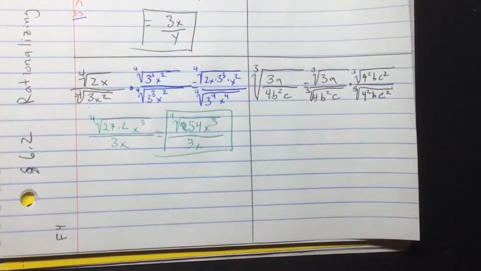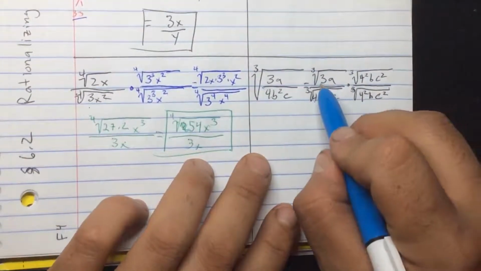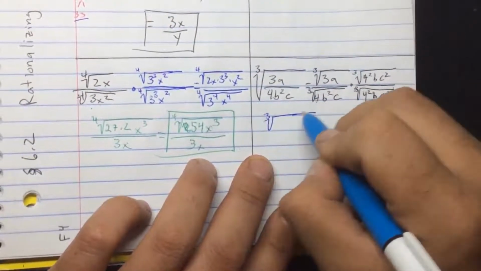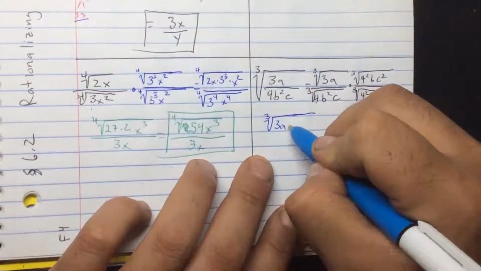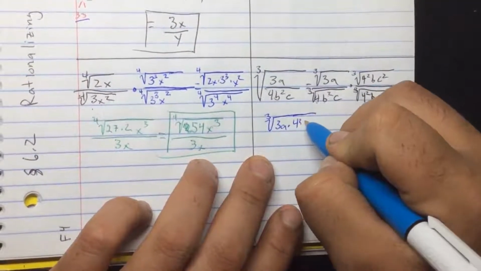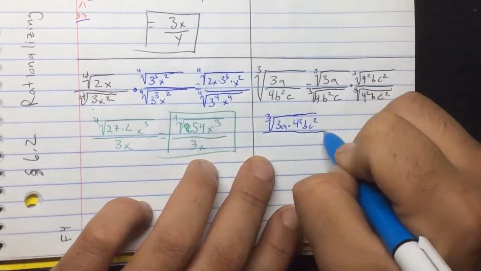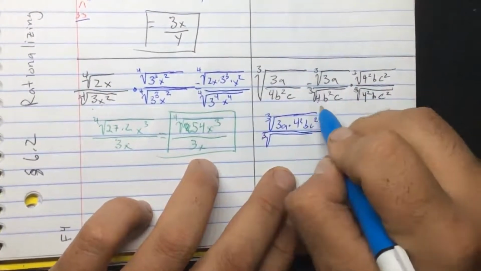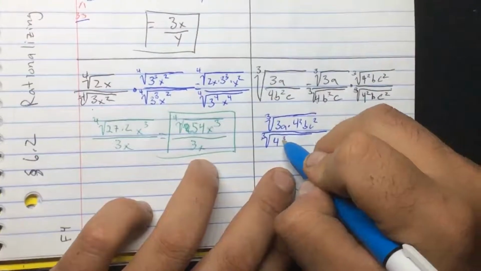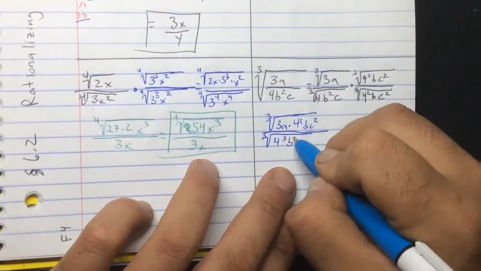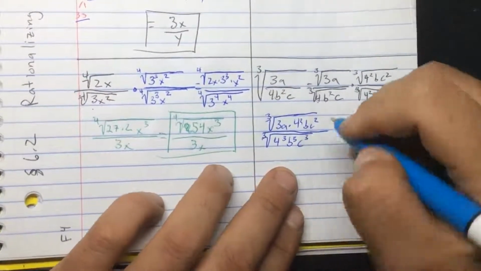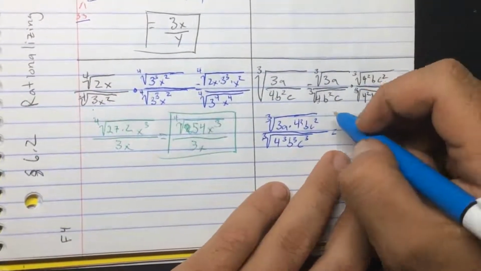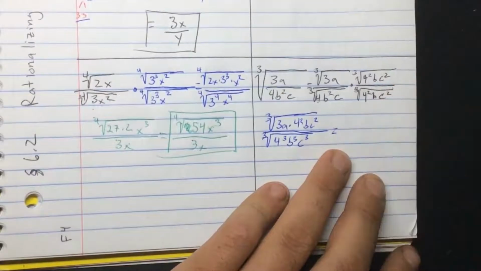And we'll go ahead and write the answer in blue right over here. So we'll just do the numerator. We have the cube root of 3a times 4 squared bc squared divided by the cube root of 4 cubed times b cubed times c cubed. And this is going to equal 4 squared is 16.